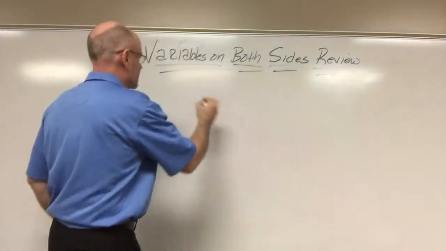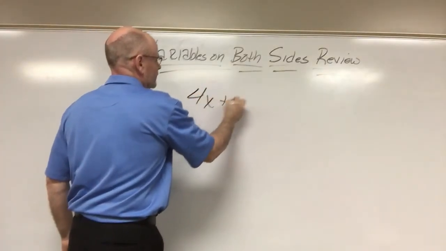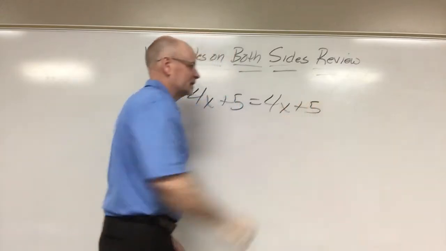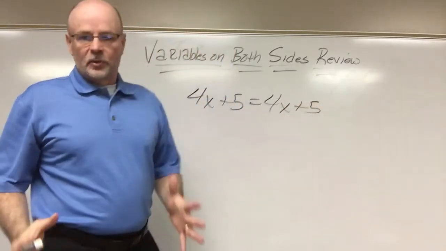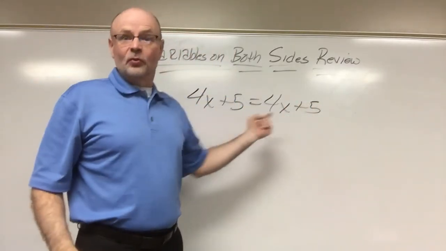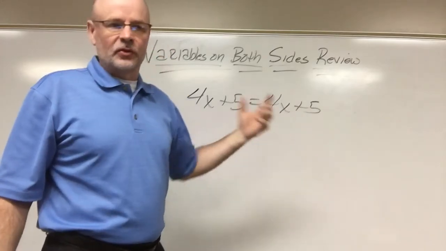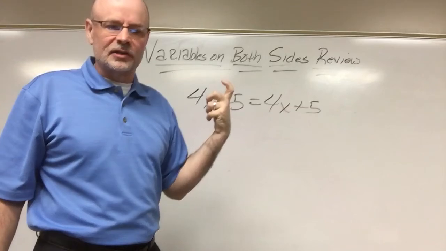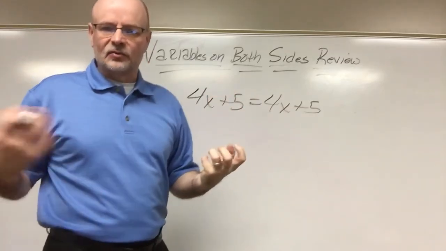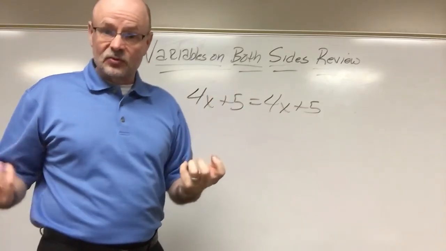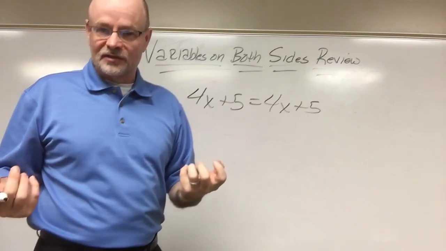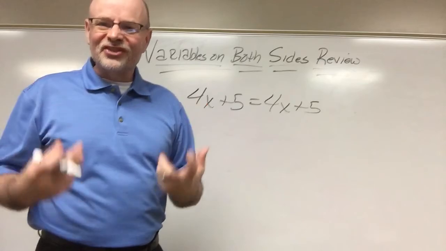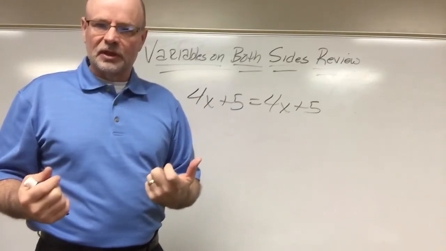What if I have 4x plus 5 equals 4x plus 5? Now remember, if this side equals this side, it's true. So remember, if I were to substitute my answer that I got for x into the equation, and the left side said 6 and the right side said 6, does 6 equal 6? And that's true. That's how I can check to see if I have a right answer, because both sides equal each other. Well, the same logic or principle applies here.